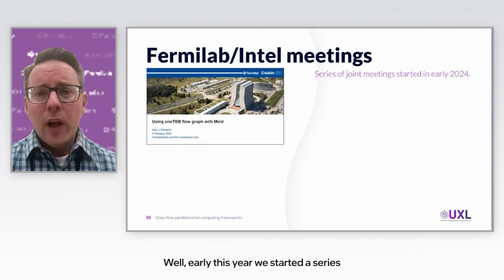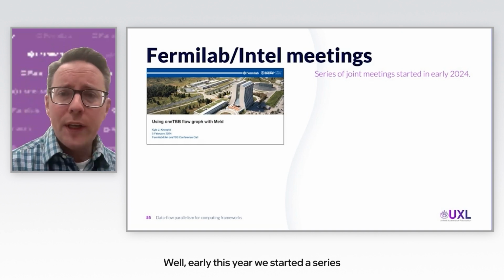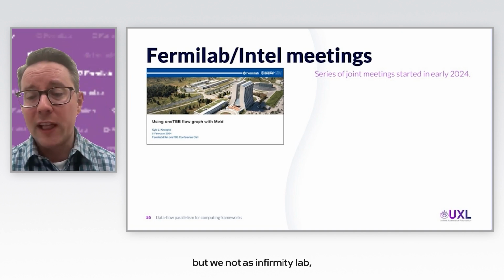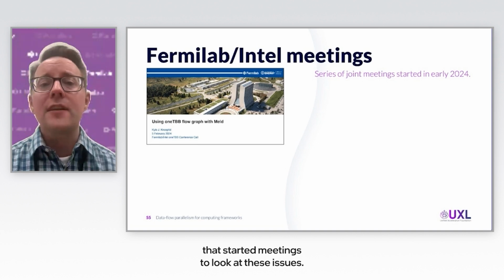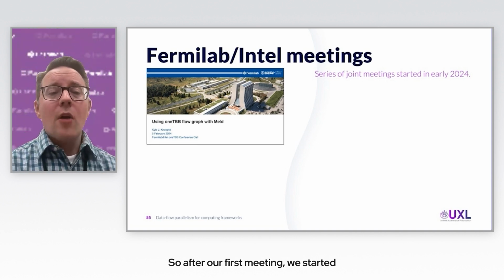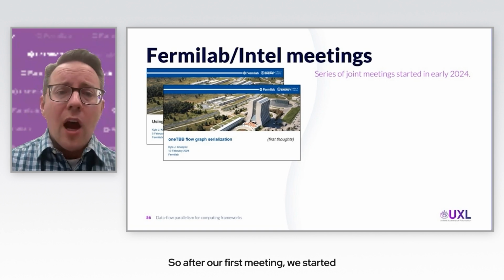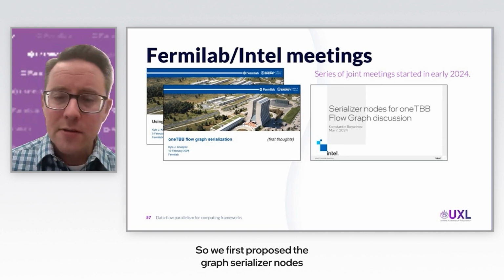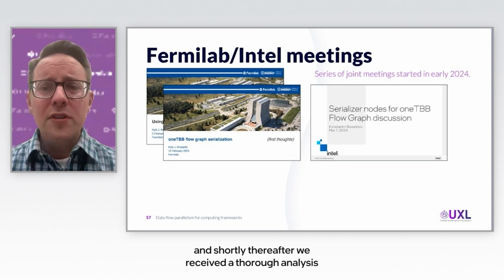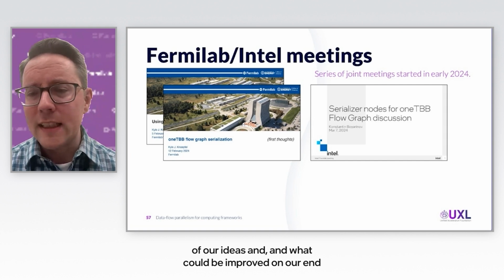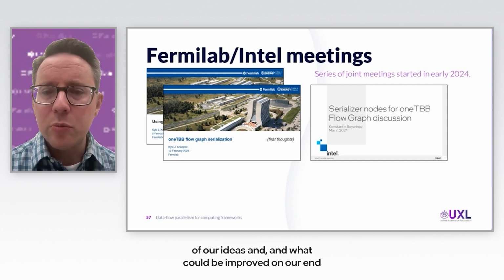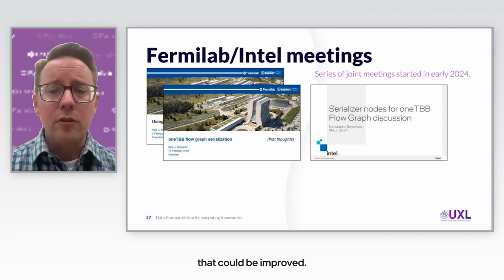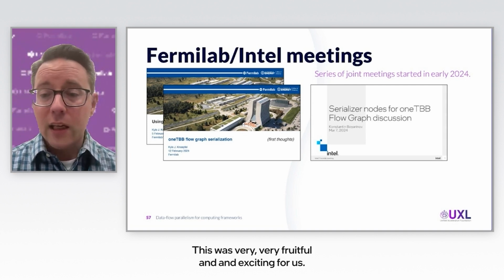So how do we tackle this? Well, early this year, we started a series of meetings, and I shouldn't say we as in Fermilab, but there was a joint Fermilab Intel effort that started meetings to look at these issues. After our first meeting, we started to propose some ideas. We first proposed the graph serializer nodes, and shortly thereafter, we received a thorough analysis of our ideas and what could be improved on our end, and whether there were things on the TBB side that could be improved. This was very, very fruitful and exciting for us.